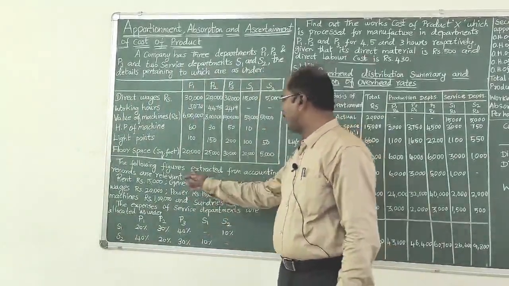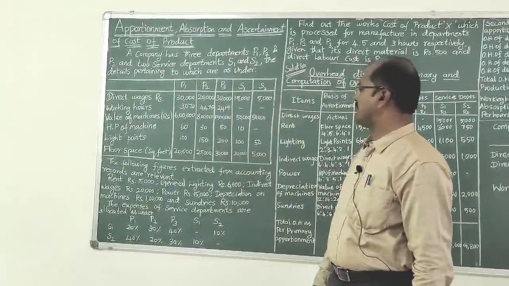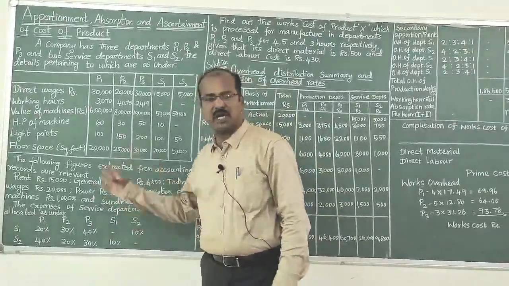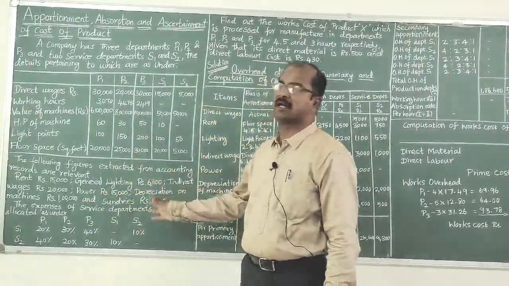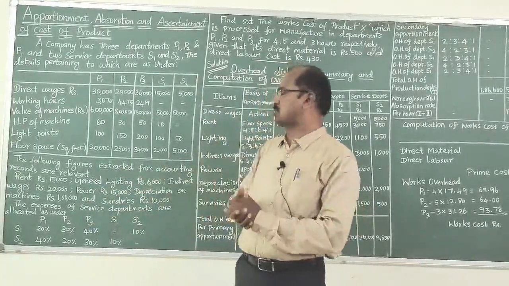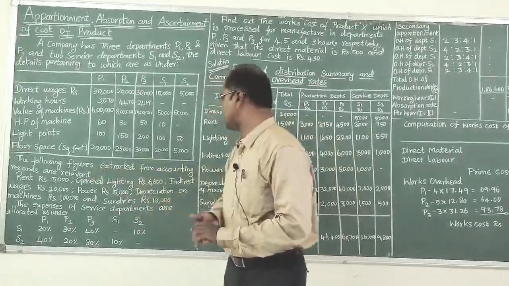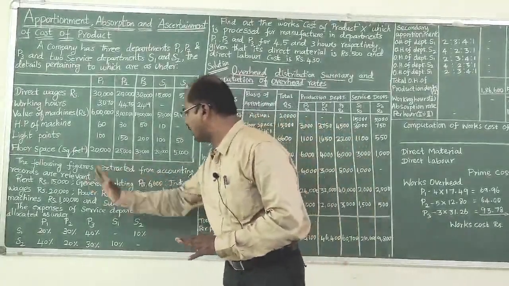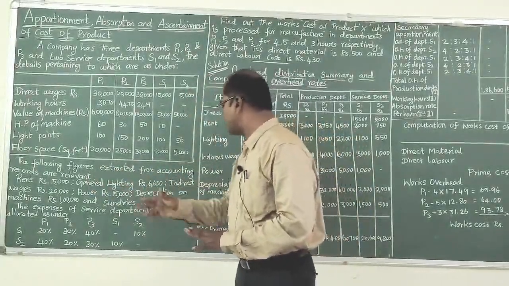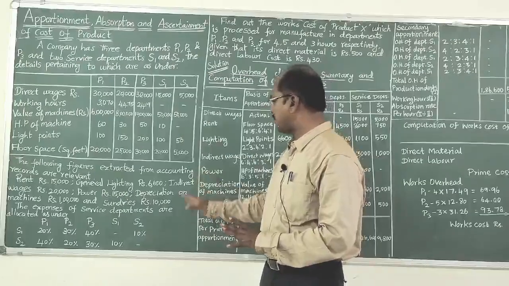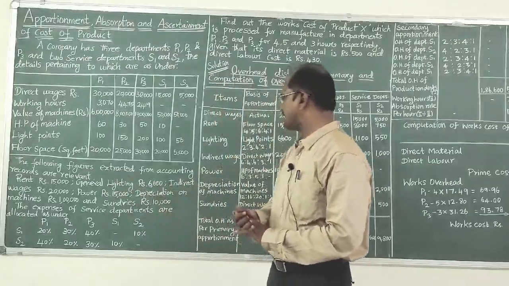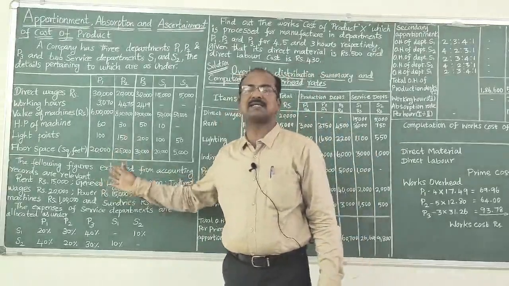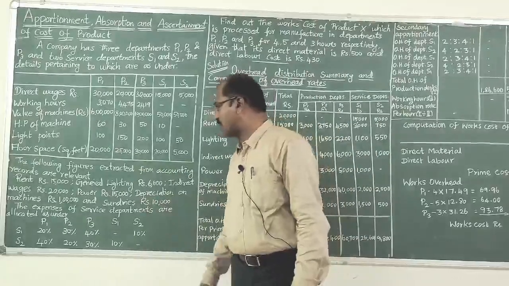What is that? The following figures extracted from the accounting records are relevant. What are all the expenses which are named to be overheads incurred for all the 5 departments together? Rent 15,000, general lighting 6,600, indirect wages 20,000 rupees, power 15,000 rupees, depreciation on machines 1 lakh rupees, and sundries 10,000 rupees. These are all the overheads that are incurred for all the 5 departments together.